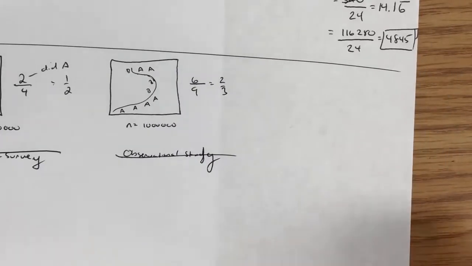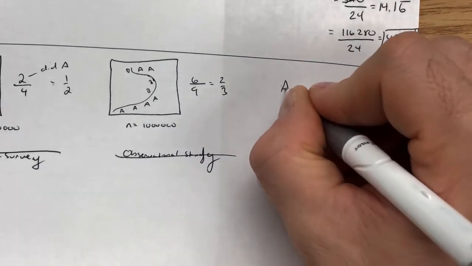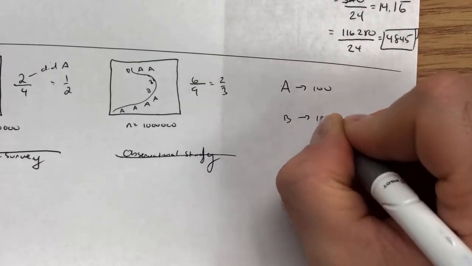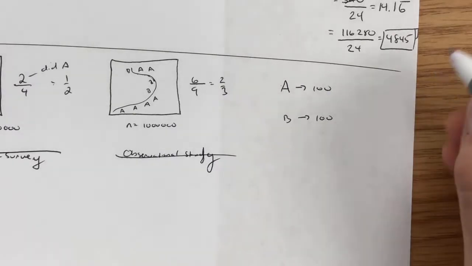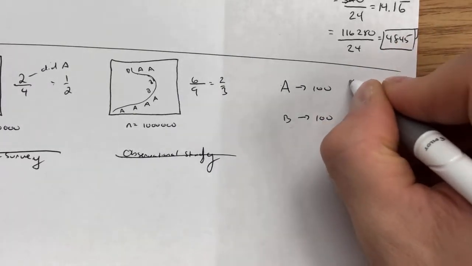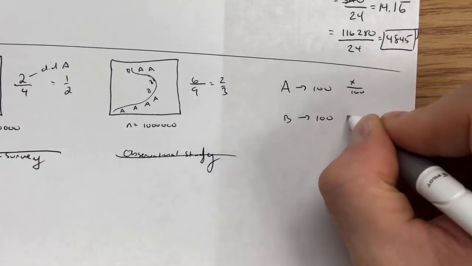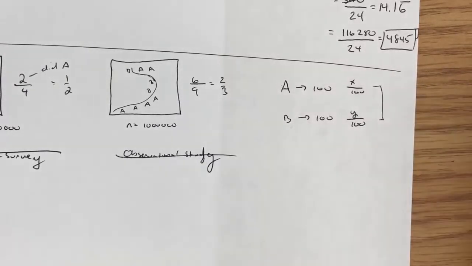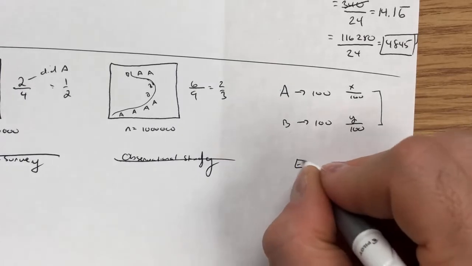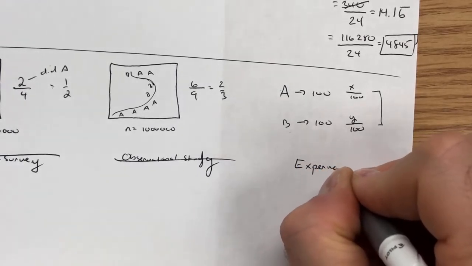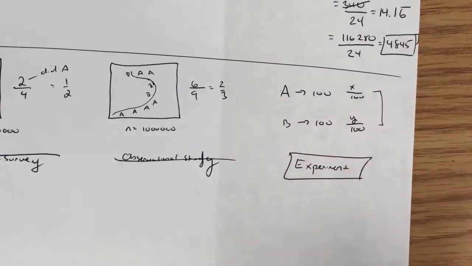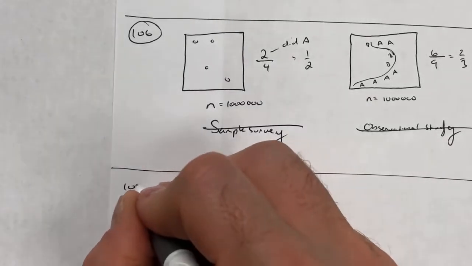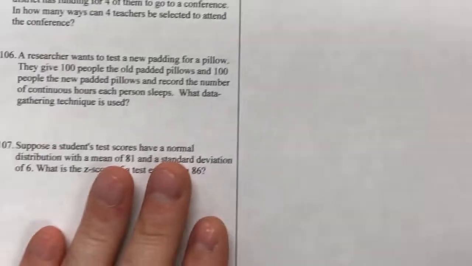What we're doing is we're artificially introducing A goes to 100 and B goes to 100, and we're recording some other metric out of that. So A produces X out of 100 and B produces Y out of 100, and we compare these two. This is what we're doing. This is what we call an experiment. Okay. It's 106. Let's take a look at 107.